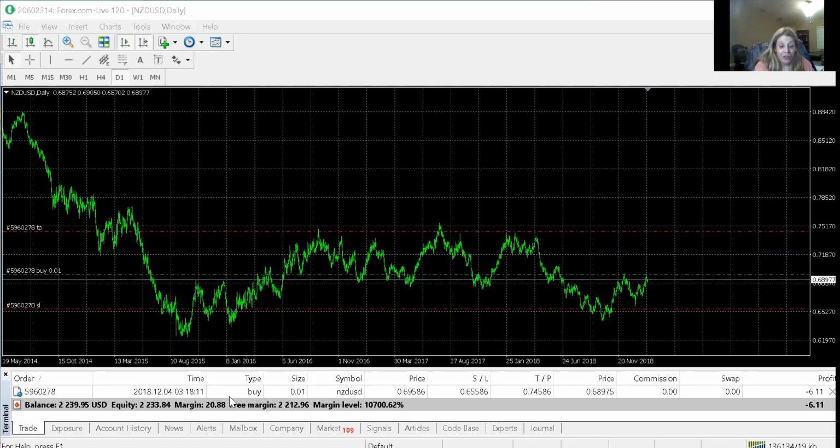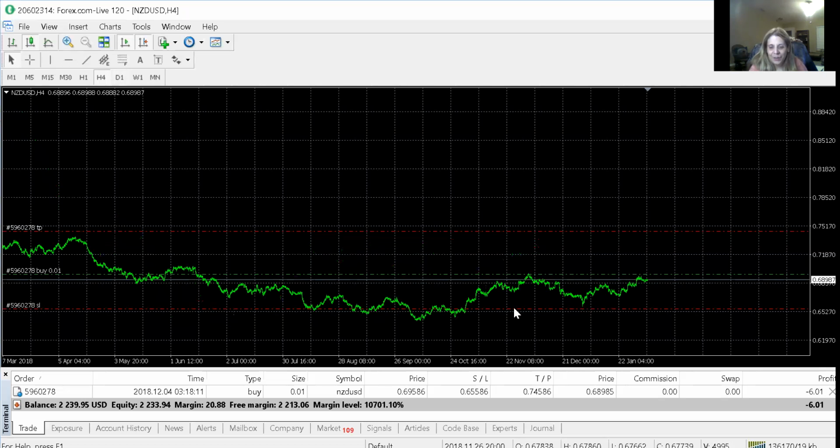But this entry, the entry price being at 0.69586. My stop loss is currently at 0.65586, which is, going down to the 4-hour time chart, so you can see it's currently at negative 4,000 pips or negative $40.